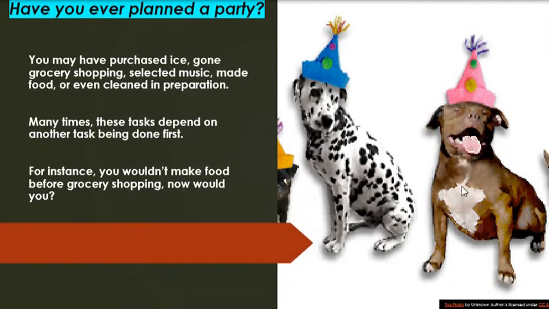Now look at this next slide right here. Have you ever planned a party? Well, you may have purchased ice, gone grocery shopping, selected music, made food, or even cleaned in preparation. Many times these tasks depend on another task being done first. For instance, you wouldn't make food before going grocery shopping. Now would you? You're not going to invite a ton of people over without having food to feed them. That wouldn't be a smart thing to do, and they'd be kind of grouchy.